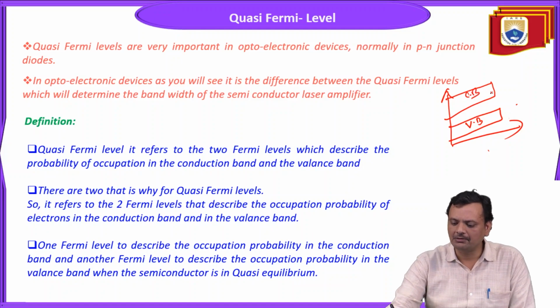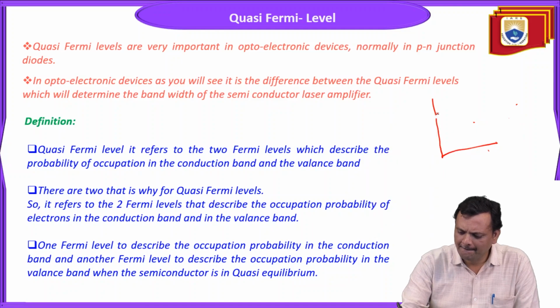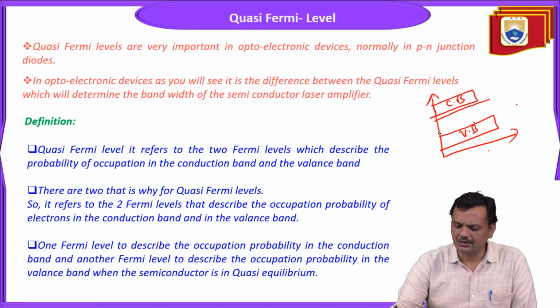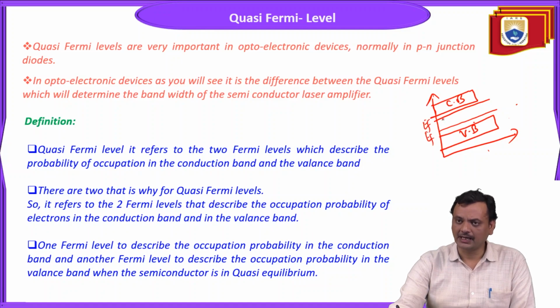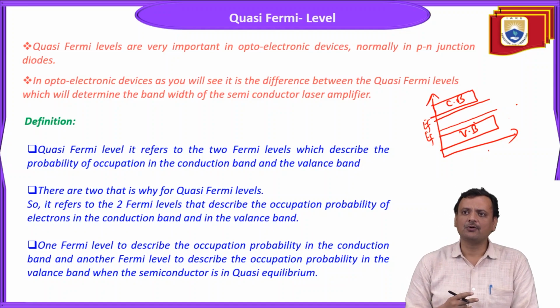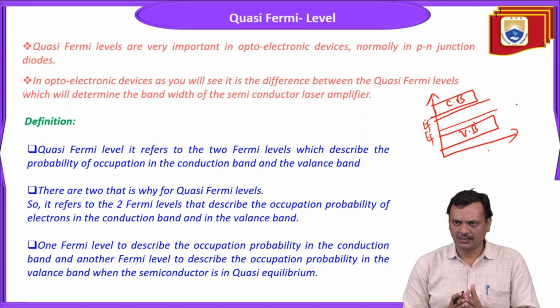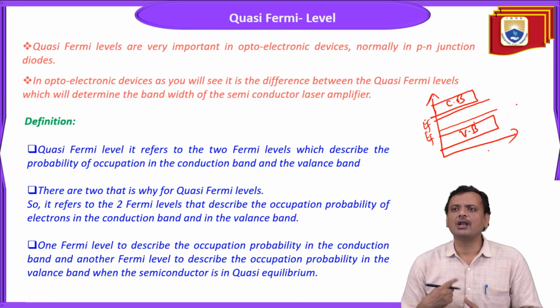So now in that case, there will be two Fermi levels. One will be maybe near to the conduction band and one will be maybe near to the valence band. And both have the characteristics of a Fermi level. So that's why it is called quasi Fermi level. More than one Fermi level will exist for some semiconductor devices. Why? Because there will be availability of more than one pumping source.